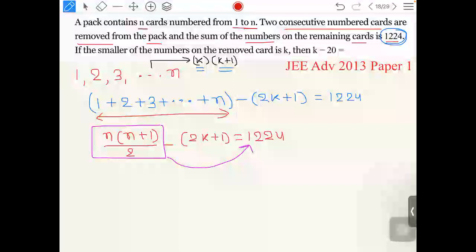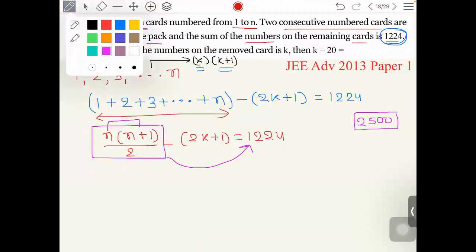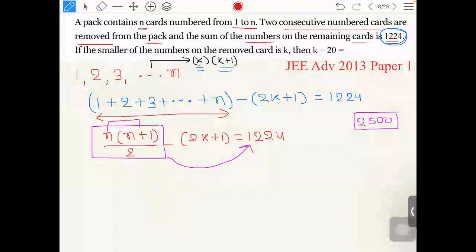So this is basically n into n plus 1. n into n plus 1 means n square and a little more than that, divided by 2 is 1224. So if we multiply 1224 by 2, what will it come near? 2500. So the approximate value of n should be around 47, 48, 49, 50, 51. So we'll start with trial and error and take n equal to 50 just to check how much ahead or behind 50.